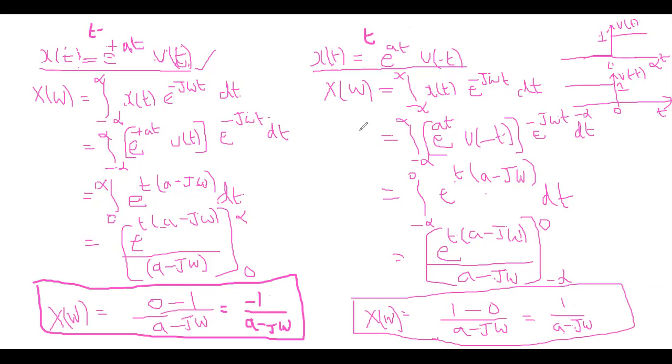Means for any function whose Fourier transformation is there, that Fourier transformation becomes a square when we multiply with the ramp function, the t. Following, my dear students? T into e power minus at mu of t, the Fourier transformation is 1 by a plus j omega whole square.